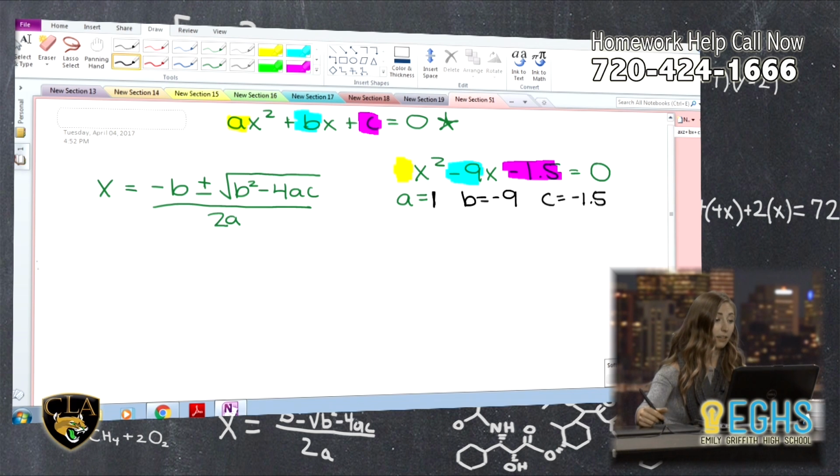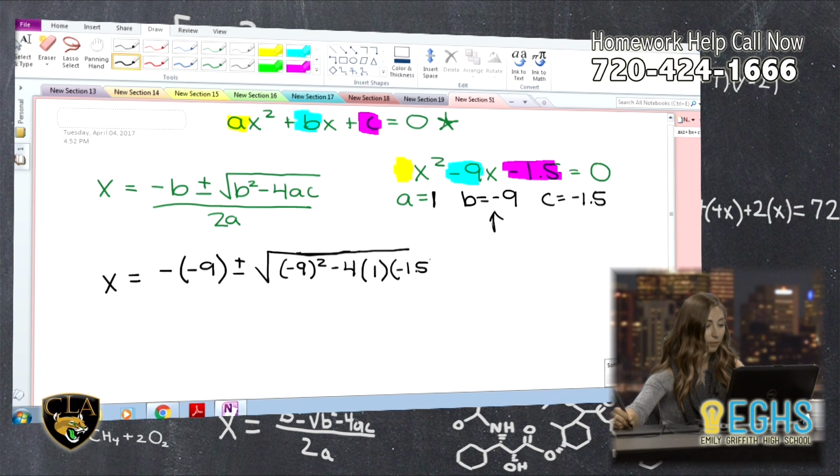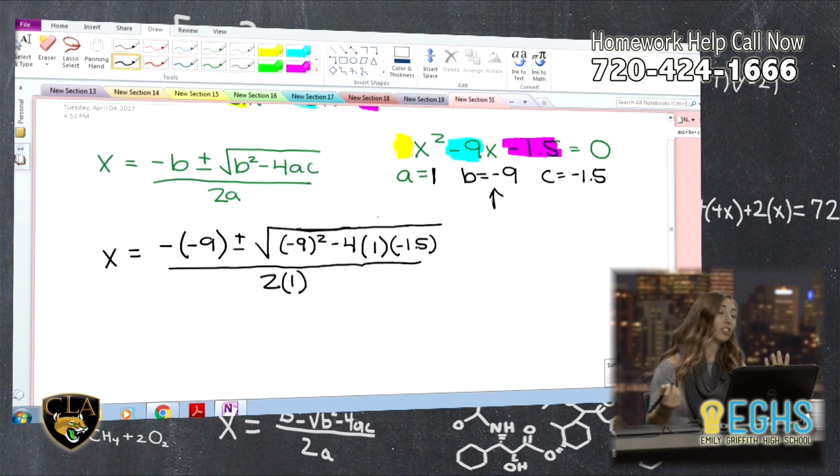And so all I do at this point is I plug in. I replace my variables. I'm going to say x is equal to negative b, so negative negative 9, that's my b, plus or minus square root of b squared, so negative 9 squared, minus 4 times a, which is 1, times c, which is negative 1.5. And that's going to be all over 2 times a, which is 1. And then from here, we just have to simplify.